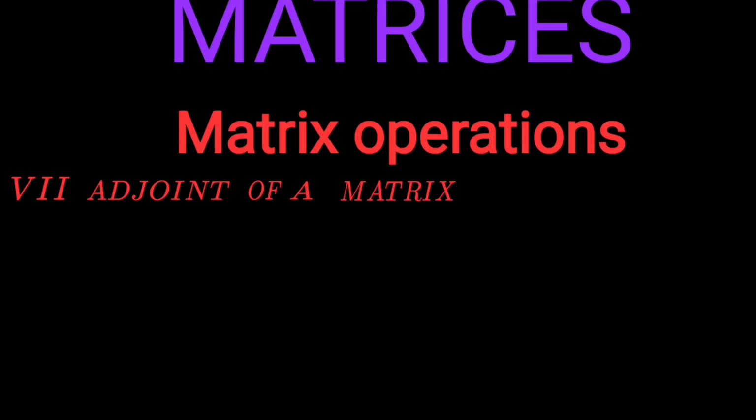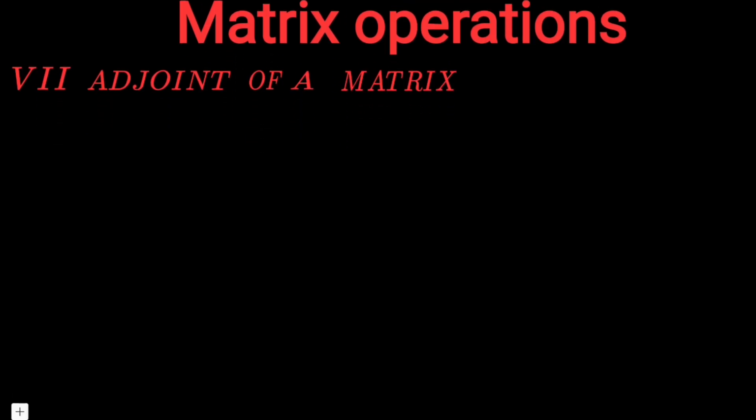In this video, we are going to learn about the adjoint of a matrix. The adjoint is very important because it helps us to calculate the inverse of a matrix. So by the end of this video, you will know how to find the adjoint of a 2 by 2 matrix and a 3 by 3 matrix, and you will also see key properties that connect adjoints and determinants.